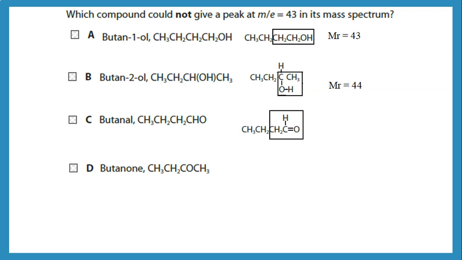What about this one? This one will give Mr 43. This one will give Mr 43. So the one that cannot give you a part with Mr 43 is B.